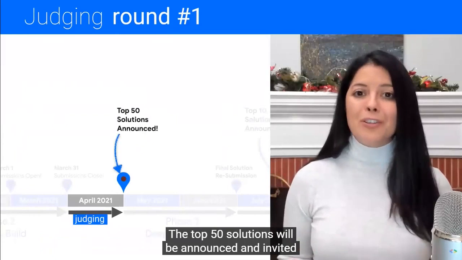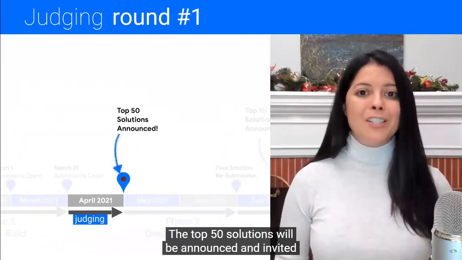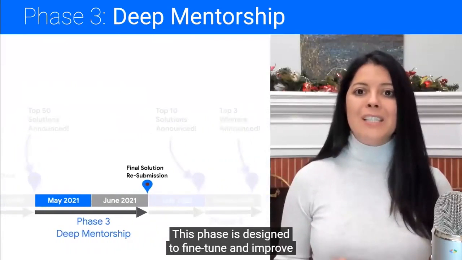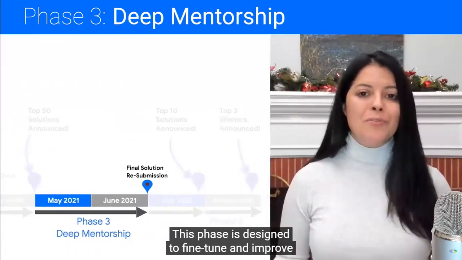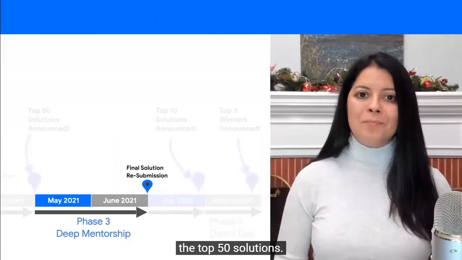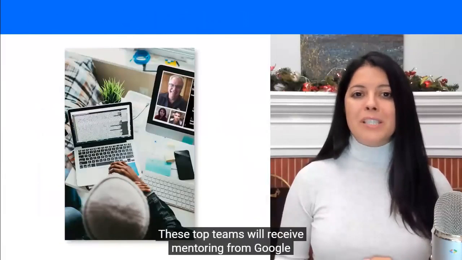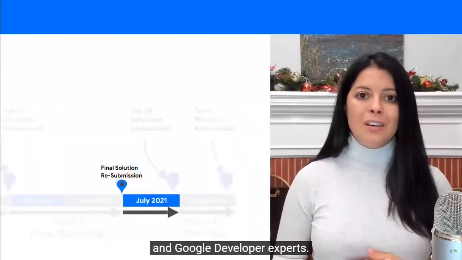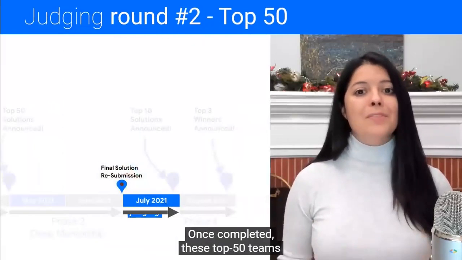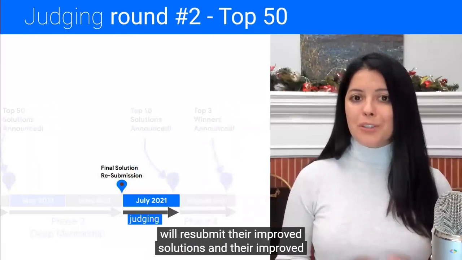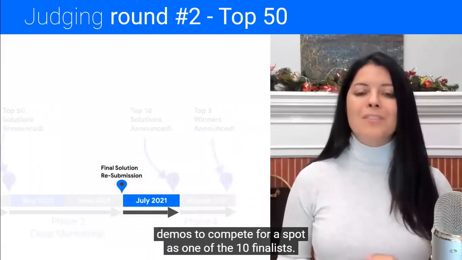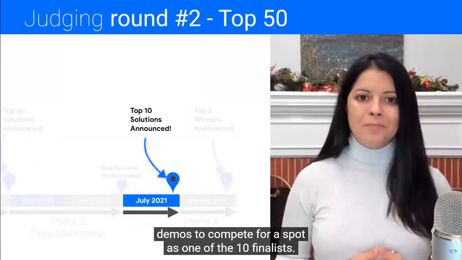The top 50 solutions will be announced and invited to join the deep mentoring phase. This phase is designed to fine-tune and improve the top 50 solutions. These top teams will receive mentoring from Google and Google developer experts. Once completed, these top 50 teams will resubmit their improved solutions and their improved demos to compete for a spot as one of the 10 finalists.